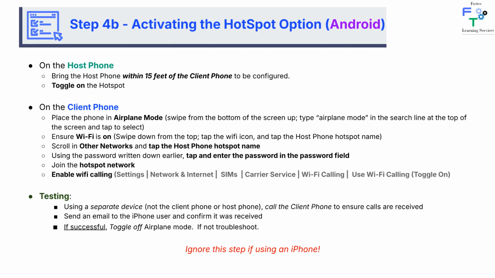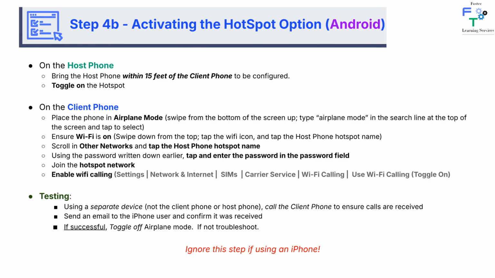Step 4. Configuring the client phone for Android phones. Begin by ensuring the host phone is within 15 feet of the client phone and that the hotspot is toggled on. Put the client Android phone in airplane mode and ensure the Wi-Fi is on. Now join the hotspot configured on the host phone.